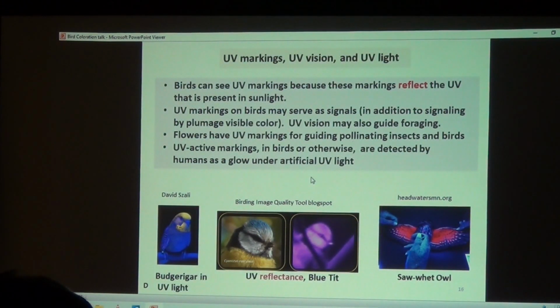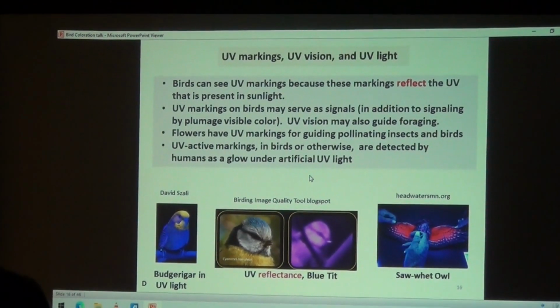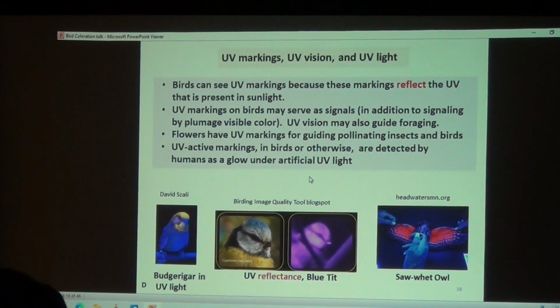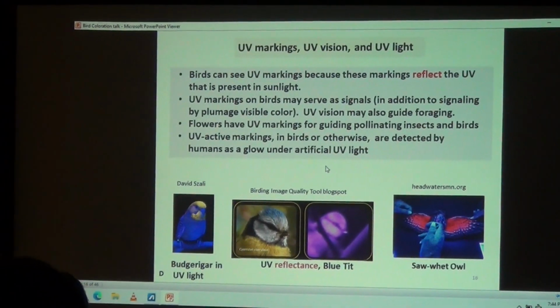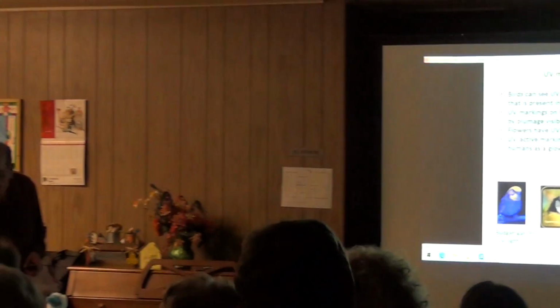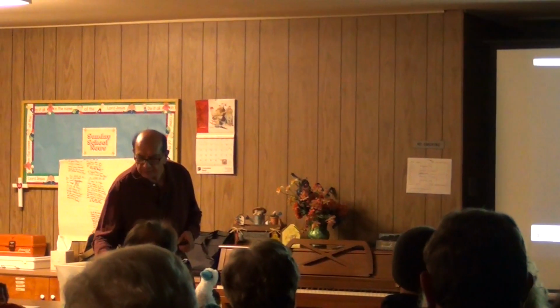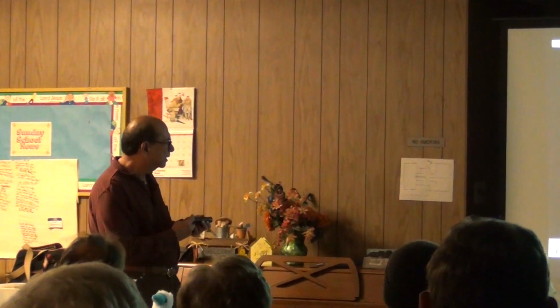So coming to UV, as I mentioned, birds can see UV markings on other birds because these markings reflect the UV that is present in sunlight. Now, we don't see in the UV, so how do we know that birds have those markings? There are a couple of different ways. One way is to use an artificial ultraviolet light, such as this one here.